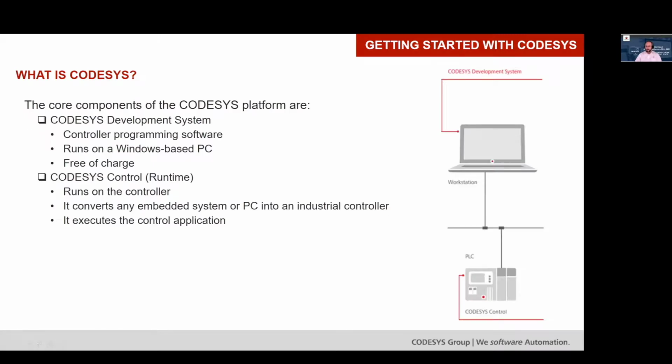So continuing on defining what CODESYS is, let's talk about the two main components. So we have the CODESYS development system, and we have CODESYS Control, also called the runtime. The development system is the controller programming software. That is what we install on our machine and that we use to program our application or our program. This runs on our Windows PCs, and it's free of charge. So that would go here in this picture on the laptop.